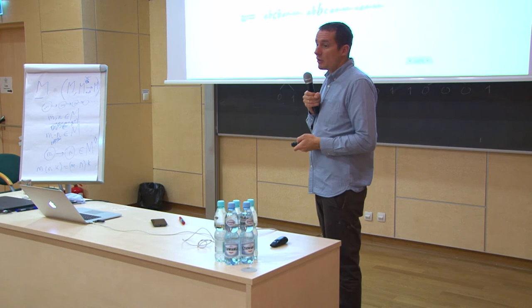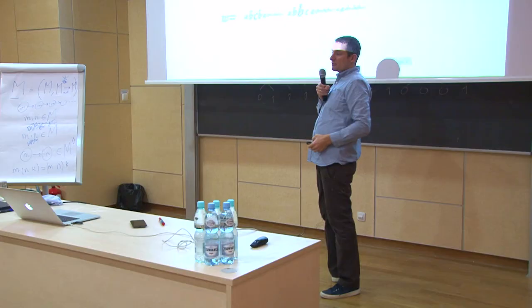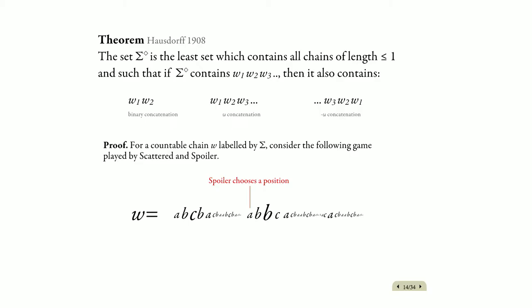So now the scattered player says, ah, no, Mr. Dense, you're wrong. Here is the part where you don't have the rational numbers. Okay, so he just picks.